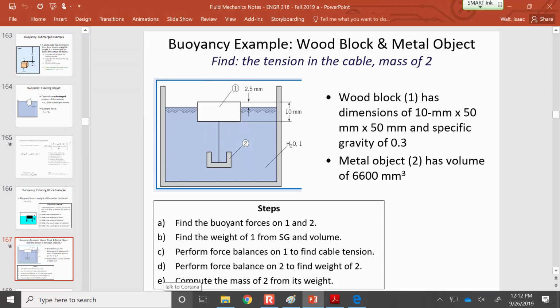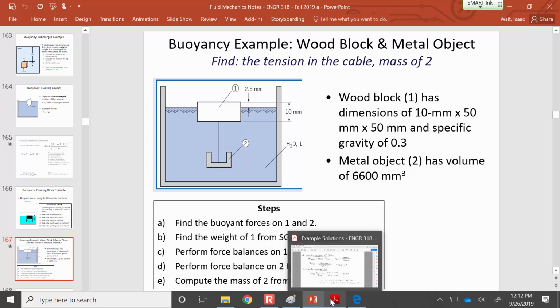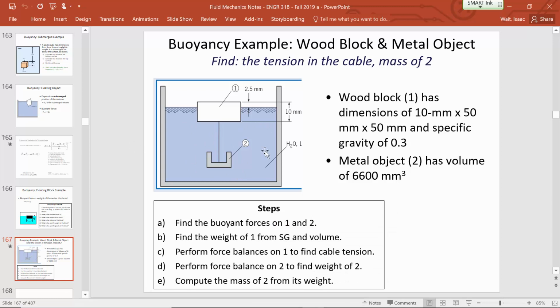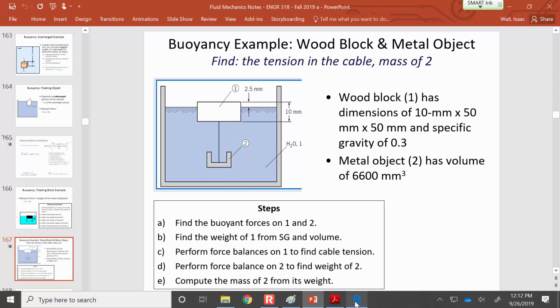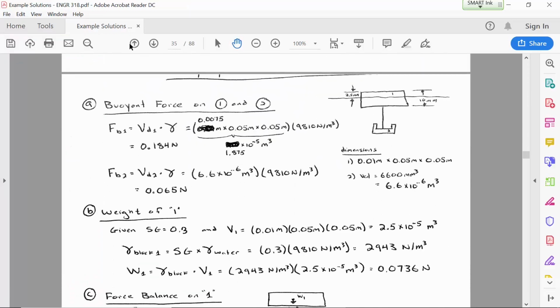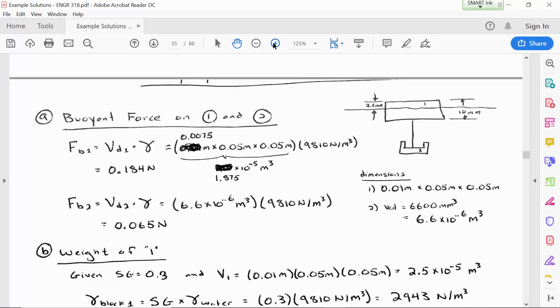All right, we're running low on time, so what I'm going to do is put the solution up and talk you through the process for determining in the end what is the mass of that object. This is indirectly a way of, we're using this whole system as a scale to find out what's the weight. All right, so the first thing we've got to do is find the buoyant force on both of the objects.